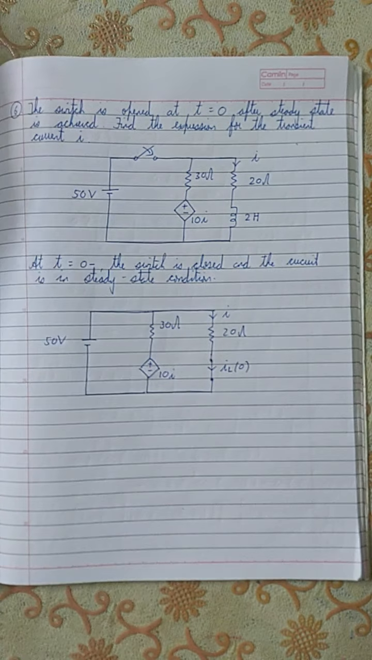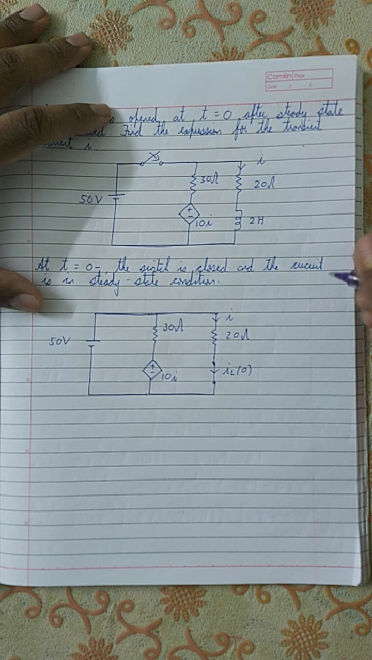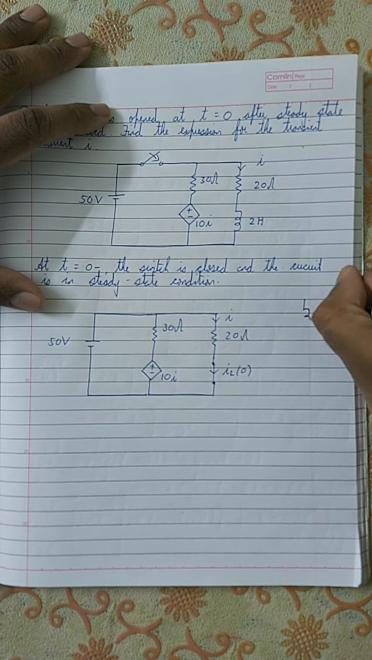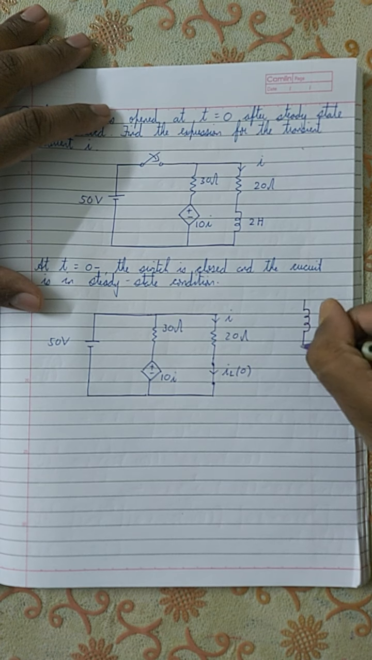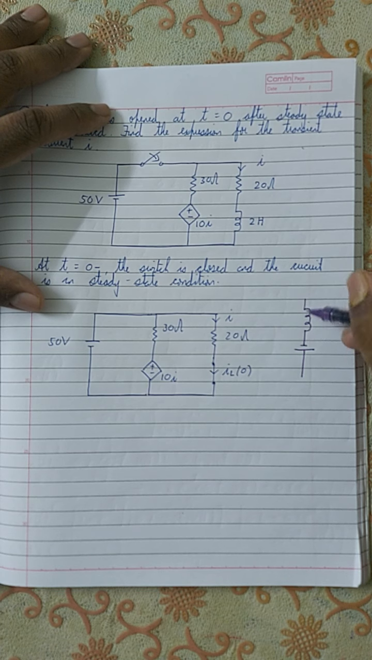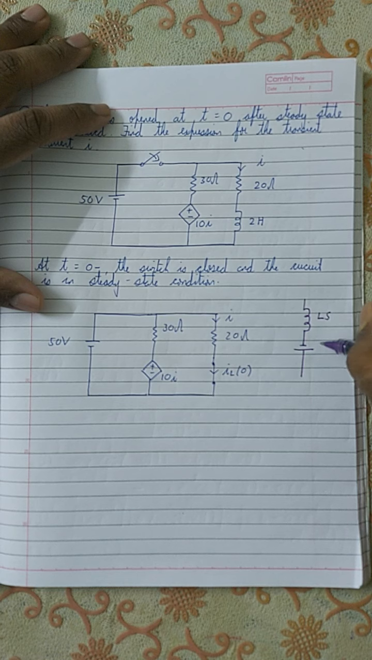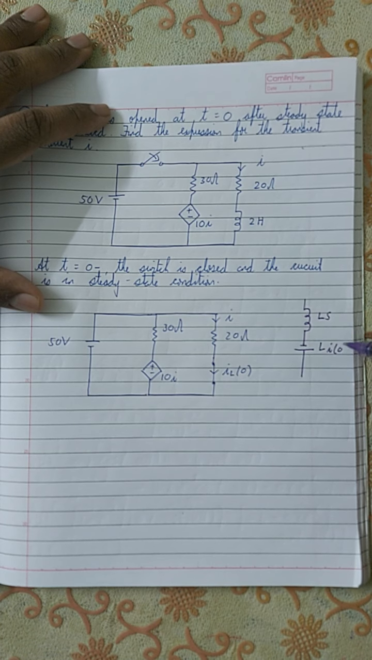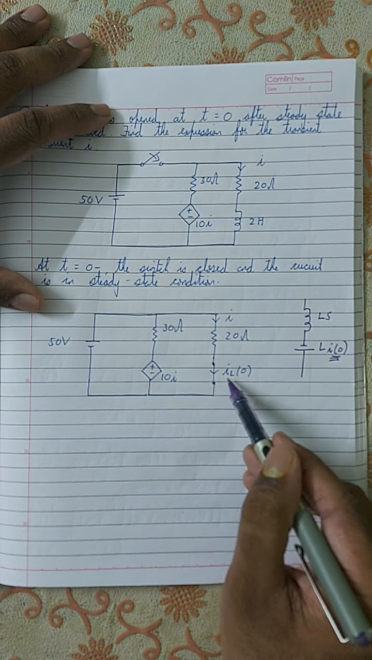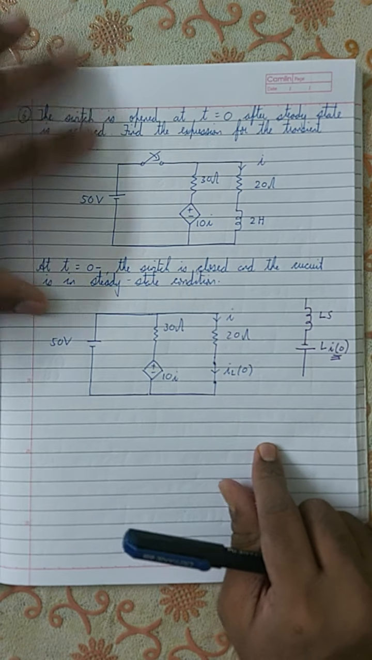You need to understand why we are doing this. If you check the Laplace transform of the inductor, the transformed impedance of an inductor is an inductor with a negative voltage. In this Laplace transform, the value of the impedance is Ls and the value of the voltage is L times i of 0. So we are trying to find this value. That is why we are doing this.